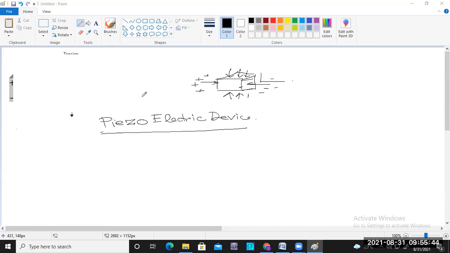This is the main characteristic of the piezoelectric device. Now, how does a piezoelectric device act? Generally, Rochelle salt is available as a natural piezoelectric material, and the synthetic piezoelectric material is silicon dioxide. Silicon dioxide is a crystal. If you apply some force on one side, then the opposite side, at 90 degrees, gets some positive or negative voltage.